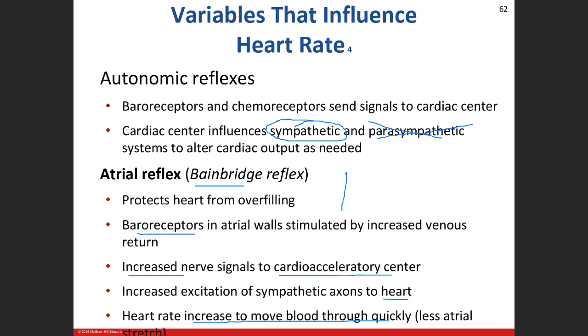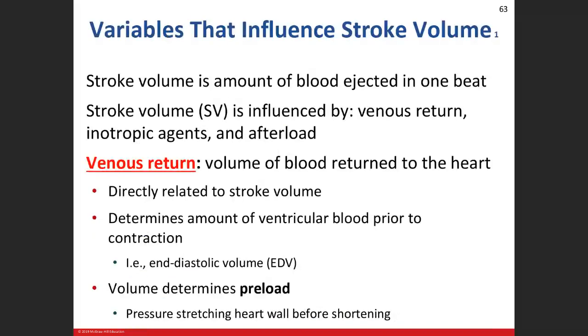So that's the atrial reflex. So that's another thing that will influence your heart rate, the amount of pressure that is occurring on the heart wall there in the atria. Okay. So now, remember, going back to our equation, cardiac output is equal to heart rate times stroke volume.